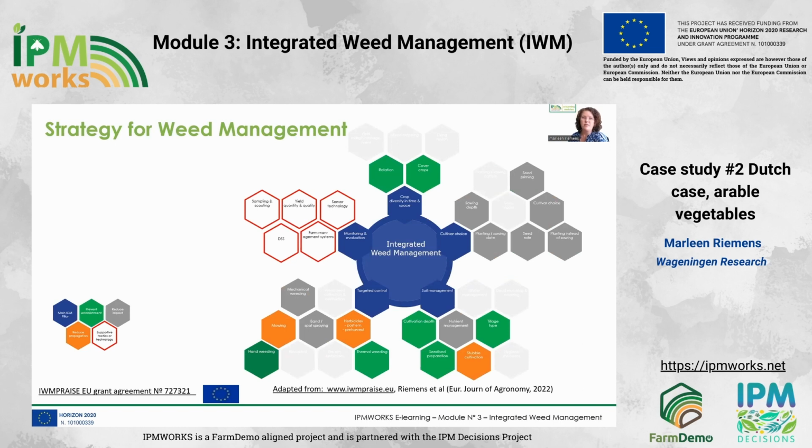Here you can see the strategy for weed management that we applied in these systems. Some hexagons are hidden and others are highlighted. The highlighted ones are the tactics and tools that we combined. As you can see, we combined tools and tactics from different pillars, and they also have various colors. In this way, we diversified our weed management strategy. And we did the same for the pests, diseases, and nematodes.